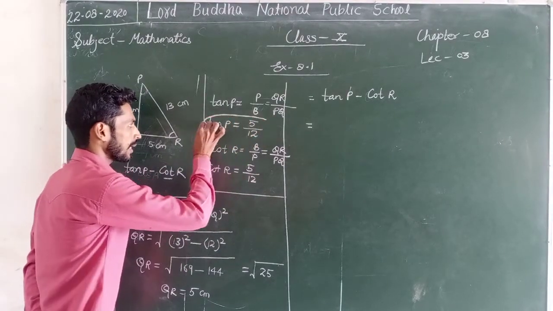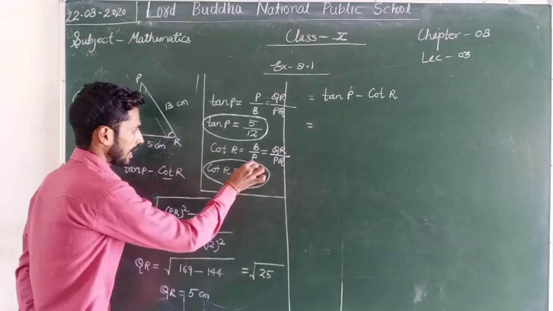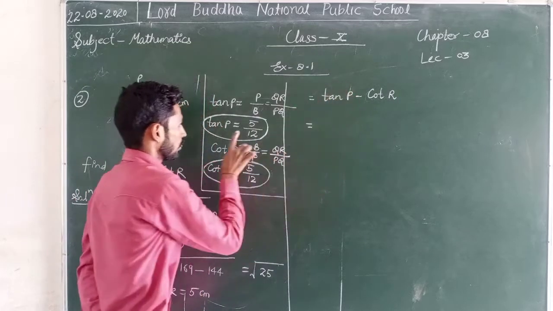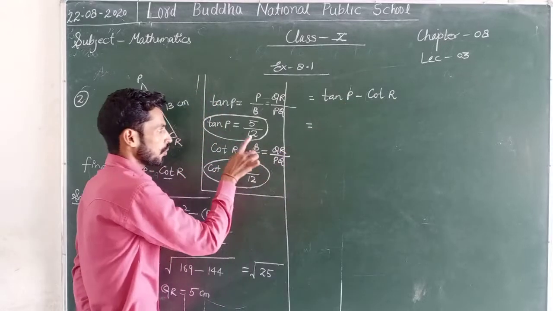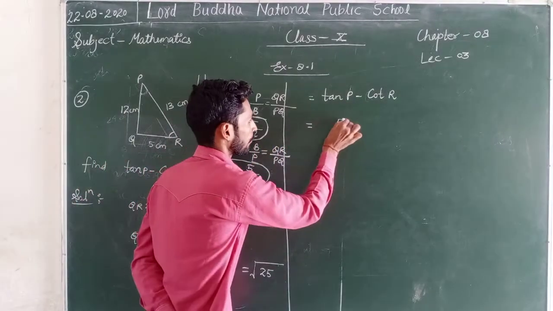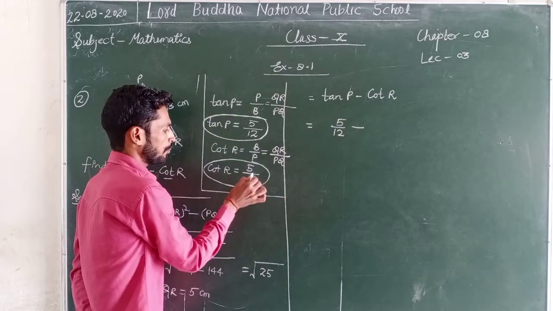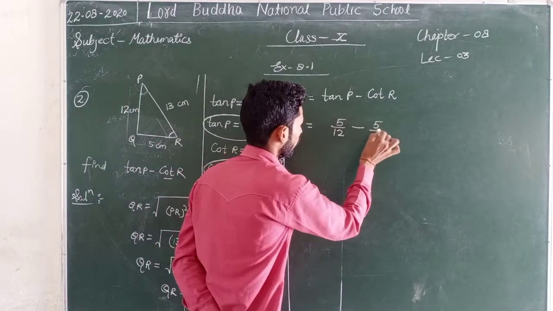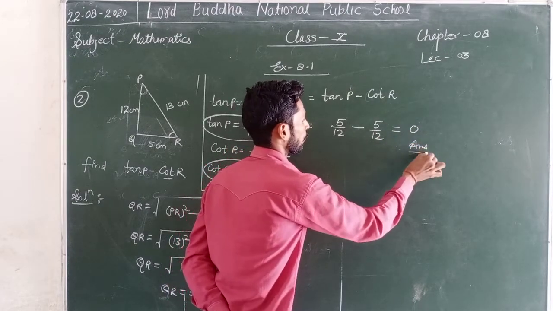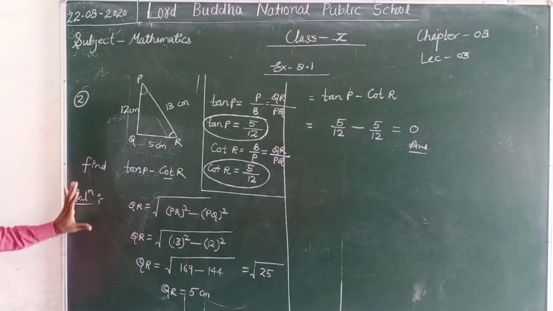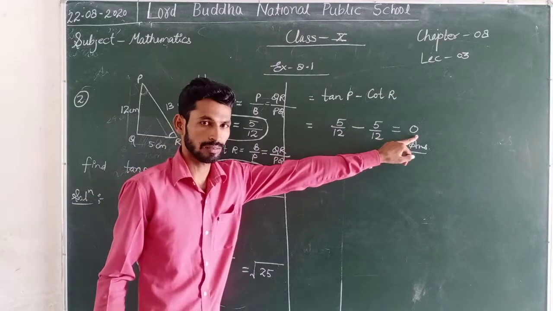So here we calculated the value of tan P and cot R. So this value we can put in this equation. So in place of tan P, we can put 5 by 12, minus in place of cot R, we can put 5 by 12. So the answer of this question is 0. So this is the solution of question number 2nd, and the final answer is 0.